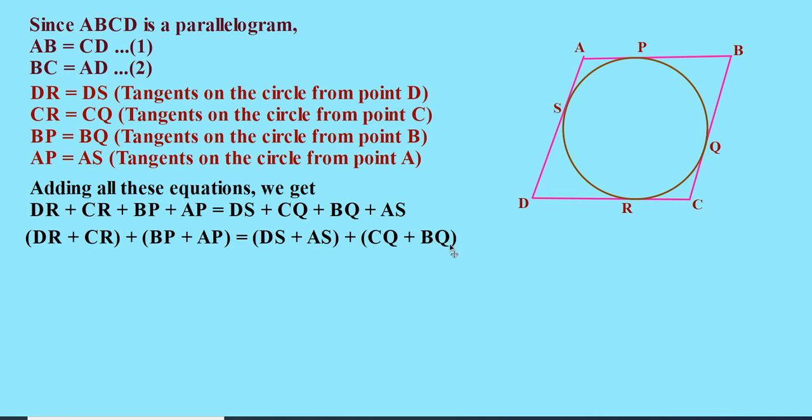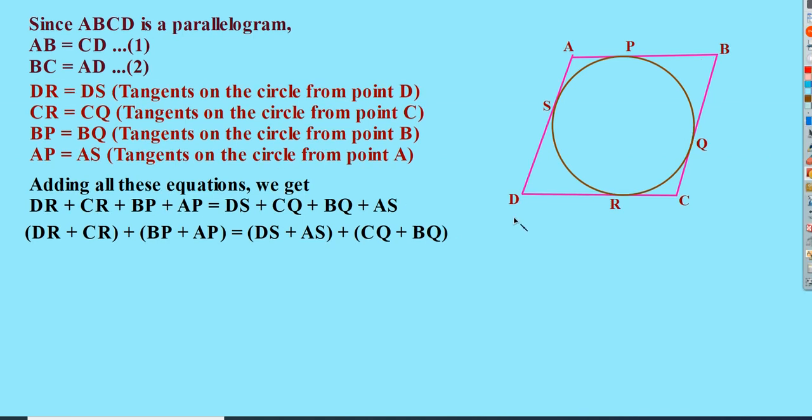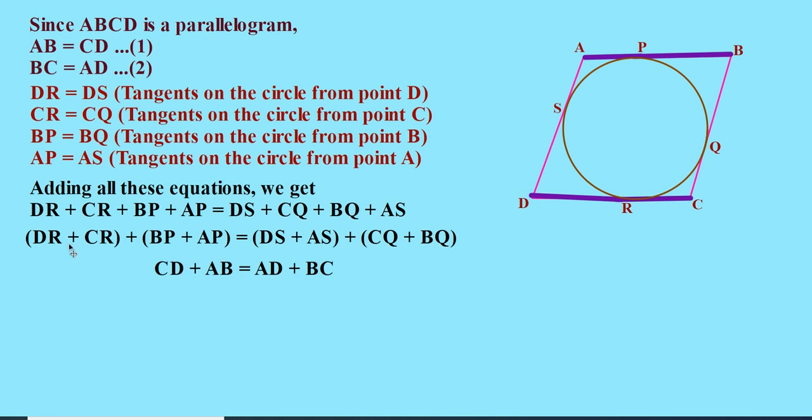Now look at the figure. What is DR plus CR? It is equal to DC. Similarly, BP plus AP, you will get it as AB. So we can write CD plus AB is equal to, similarly DS plus AS is equal to AD, CQ plus BQ is equal to BC. So AD plus BC.